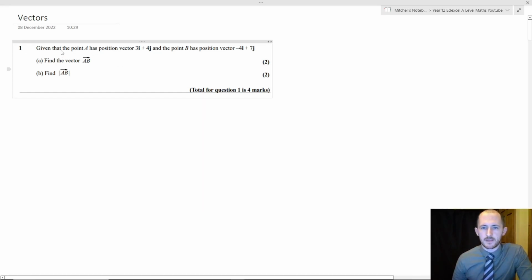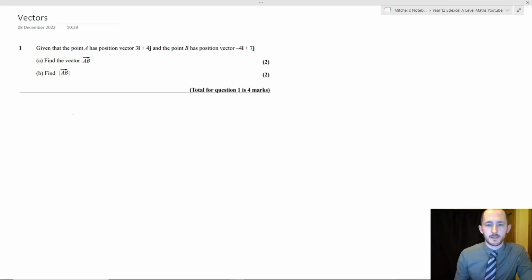So first of all, we have: given that the point A has position vector 3i plus 4j and point B has position vector minus 4i plus 7j, find the vector AB. One thing to note is that in A level we move on from using the column notation and we start using the ij notation as well. You're going to use this in mechanics especially, so you need to get very familiar with that.